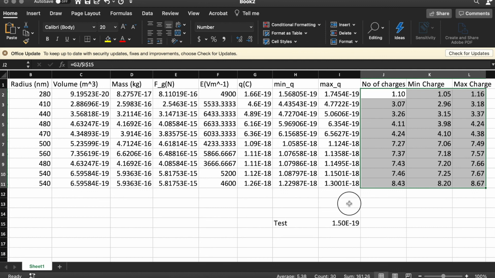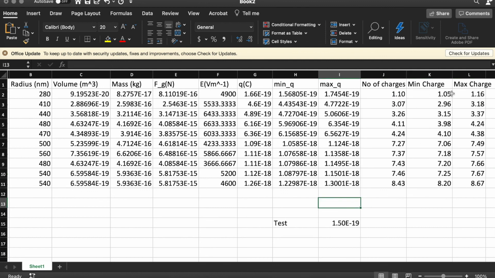Note that the minimum value is greater than 1 in these data. Try a slightly greater test charge. Keep fine-tuning until you are satisfied that you have a reasonable approximation.